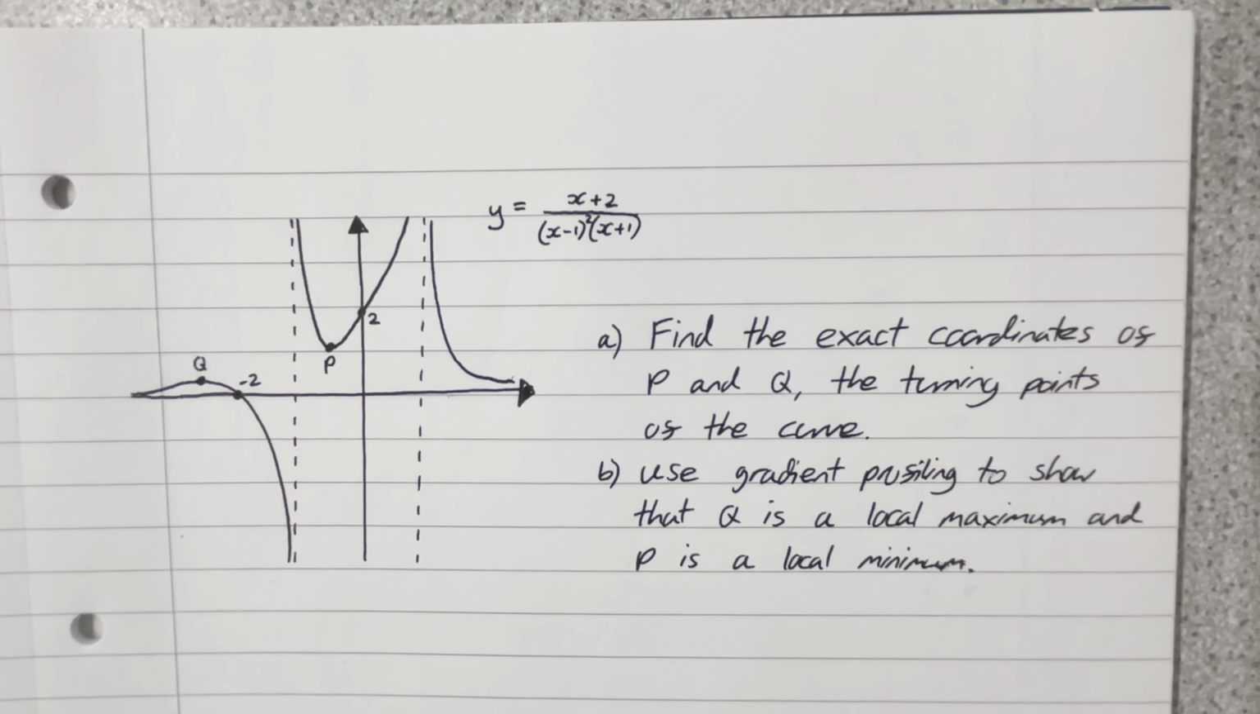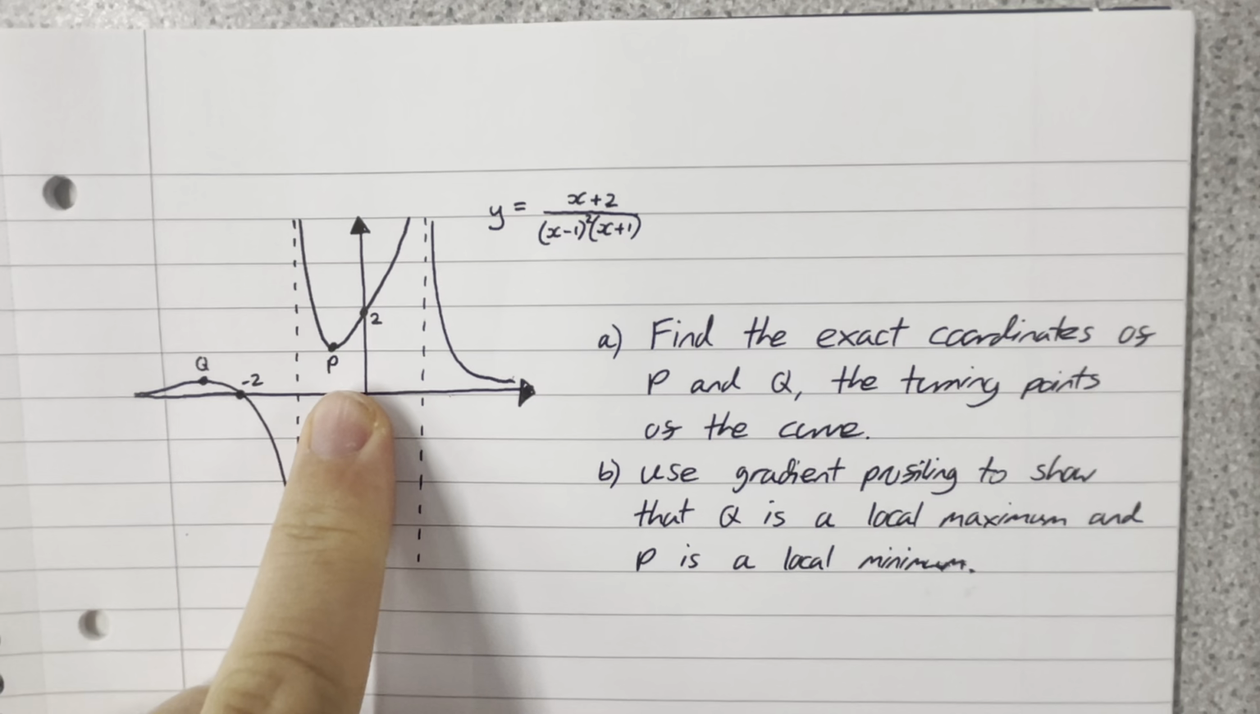Here we have a rational function, which is a polynomial divided by a polynomial. The graph is y equals x plus 2, all divided by x minus 1 squared times x plus 1. So, part A is to find the exact coordinates of P and Q, which are the turning points on the curve. Okay, we've got a nice sketch of the curve over here.